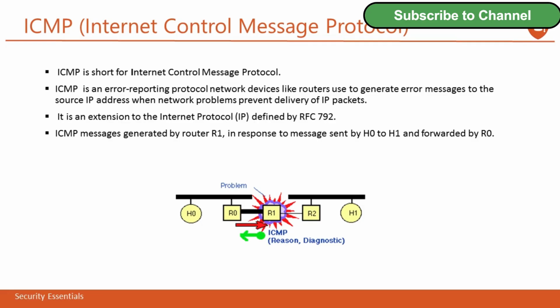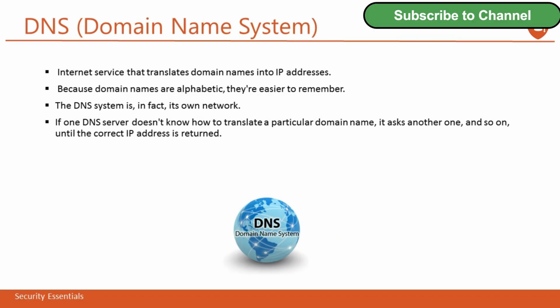ICMP messages are generated by a router R1 in response to a message sent by H0 to H1, and forwarded by R0. Next is DNS, Domain Name System. It is an internet service that translates domain names into IP addresses. Again, we are using IP addresses whenever we are connected to the internet, and this is a system which converts domain names to IP addresses and vice versa.